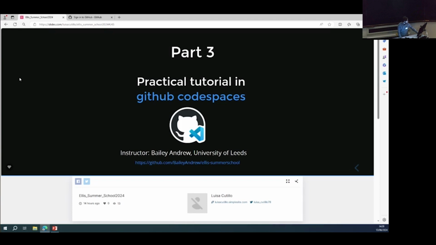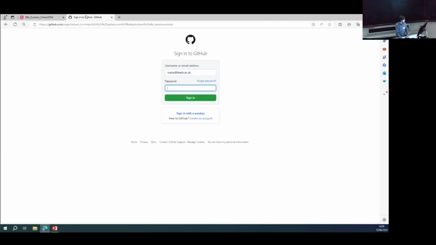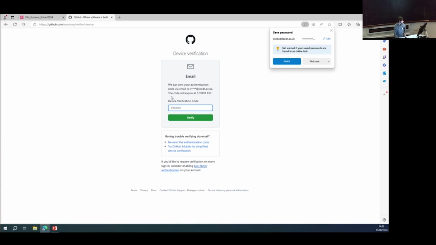I keep touching that mouse. Let me log in. The link is now also in our Slack. Oh, two-factor authentication.